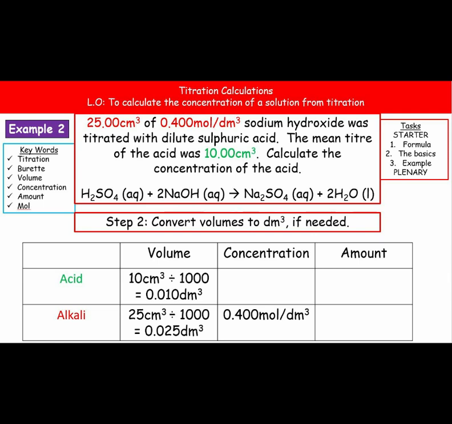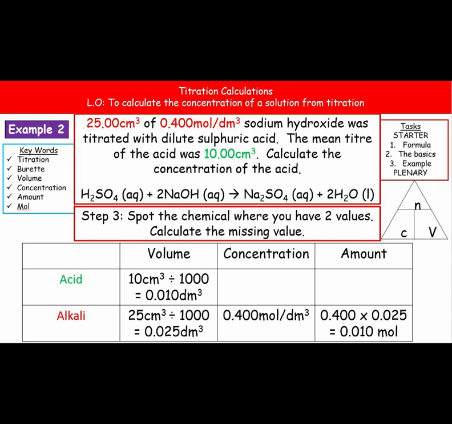So what we've done there is just the same as the other method. First thing is to convert the volumes to decimeters cubed by dividing by 1,000 if they're given to us in centimeters cubed. So we filled out our volumes now in the correct units. Now, as we've just said, we can see really easily that the alkali is only missing one thing. It's only missing the amount.